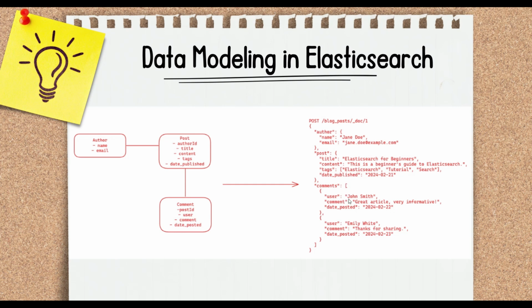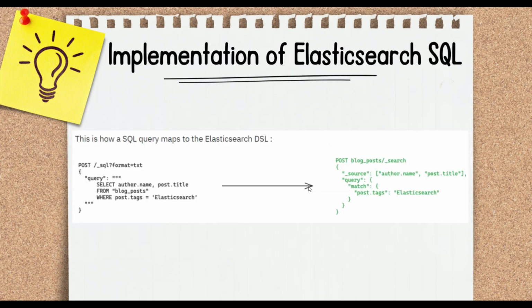So it will create the user section inside comments. This comment belongs to which user, it will create in this list. So this comment belongs to this user, comment date posted, like this. And in a post also, it will define this metadata. So this is the data modeling.